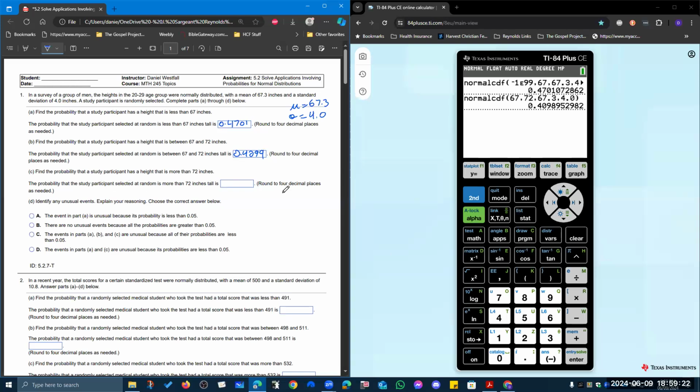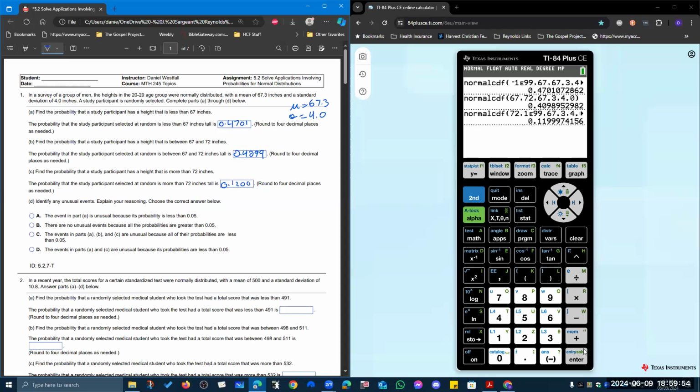And now we want to know that they have a height more than 72 inches. So more than 72. Like that. And we have 0.1200 when we round to 4 decimal places.